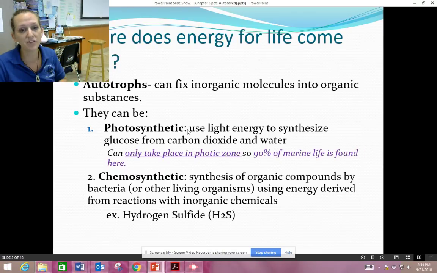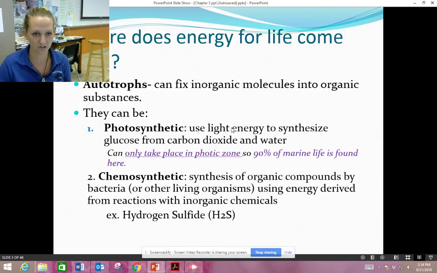Okay, so they can be photosynthetic. Photo is light, and then synthesis means to make. So they're making carbohydrates with light energy. This can only take place in the photic zone.